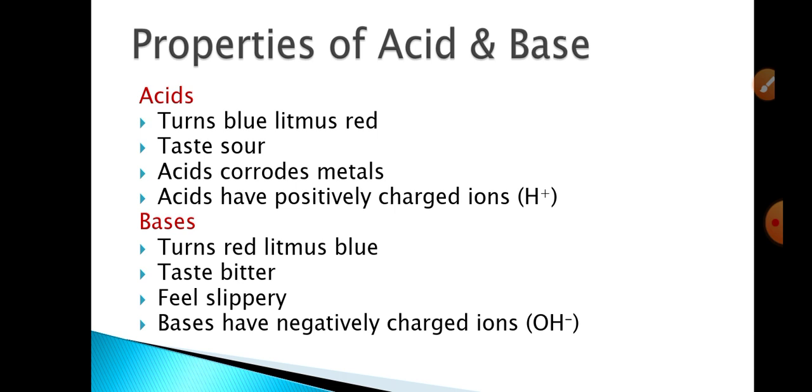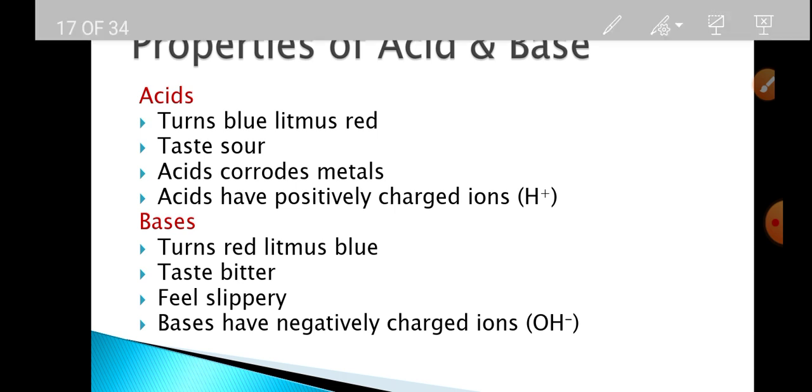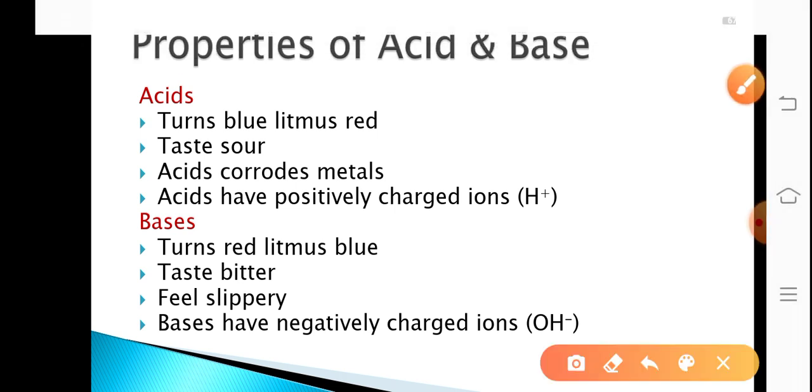So let us now study the properties of acids and bases. Acid turns blue litmus red, as we have already studied. Acid tastes sour. Acid corrodes metal. It has a characteristic smell. Acids have positively charged protons. Now what are bases? Bases turn red litmus blue. They taste bitter. They feel slippery, and bases have negatively charged hydroxyl ions.